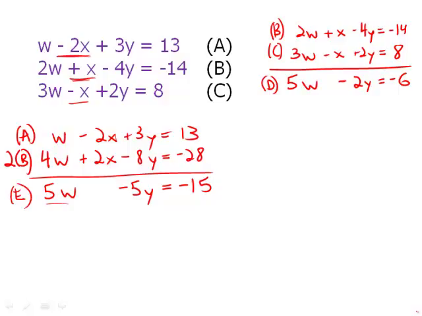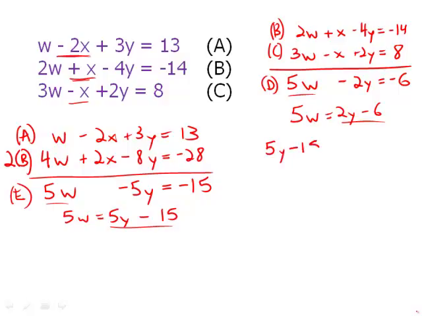only because I notice I have a 5w here and a 5w here. Wow, those are kind of screaming out to me now. Can I just solve for 5w for both of these equations? 5w equals 2y minus 6. 5w equals 5y minus 15. So if these two things both equal 5w, they must be equal to each other. So this is an example of substitution. We're going to set these equal. 5y minus 15 equals 2y minus 6.